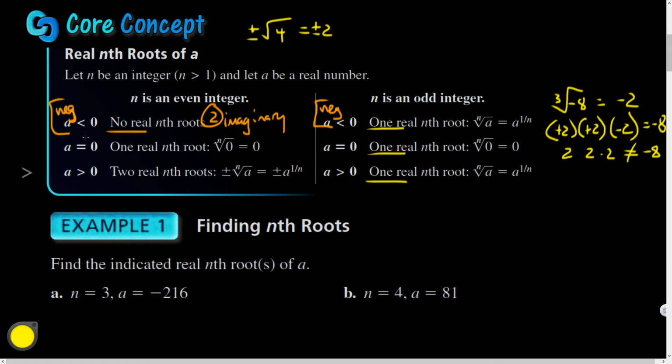Actually, you'll notice that this 0 thing is the same whether my index is even or odd. It's going to be the same thing either way. And then, this is what we're typically used to: an even root of a positive number has 2 real answers. And so this 2 and this 2 imaginary is the same thing.